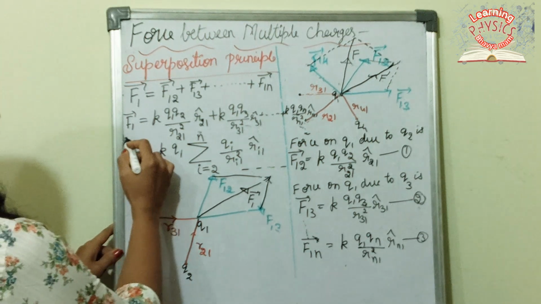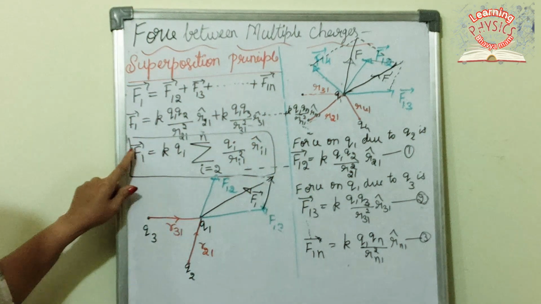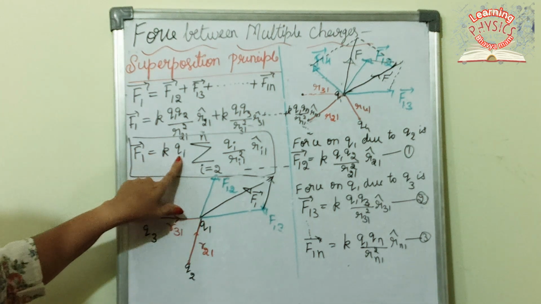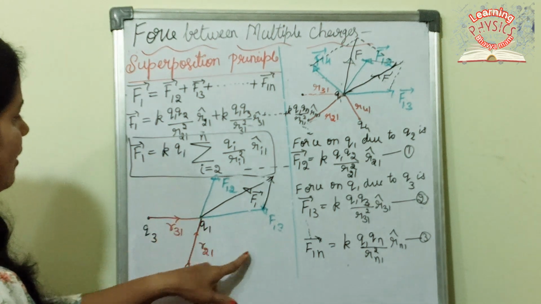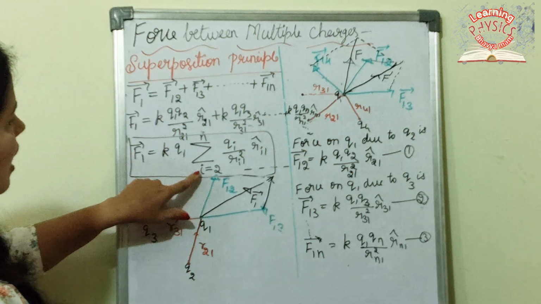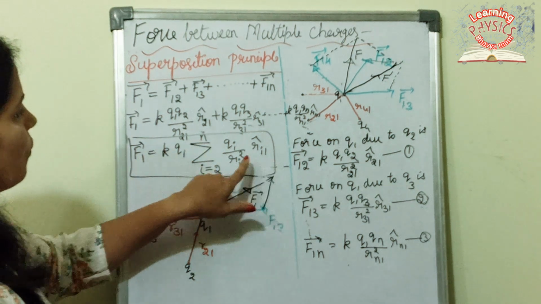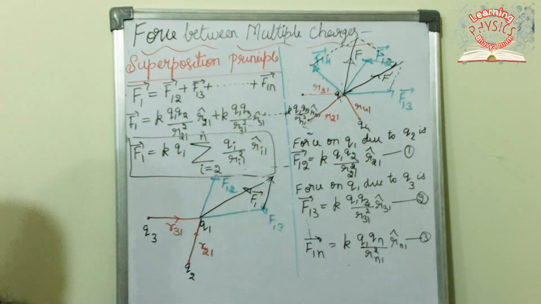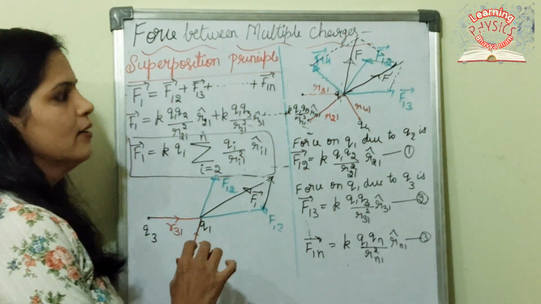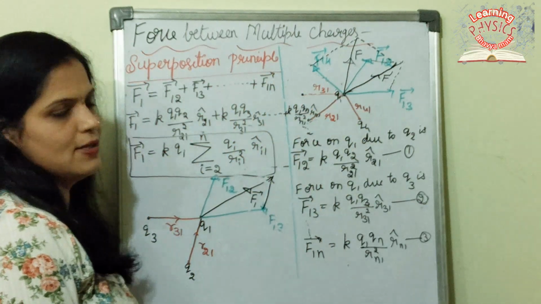So what is the final expression? Force on the given charge is constant 1 by 4 pi epsilon naught, Q1, the charge on which the remaining forces are acting, summation i varies from 2 to n, Qi by Ri1 square, Ri1 cap. Like this, we used the superposition principle to find the total force on a given charge due to the remaining charges.